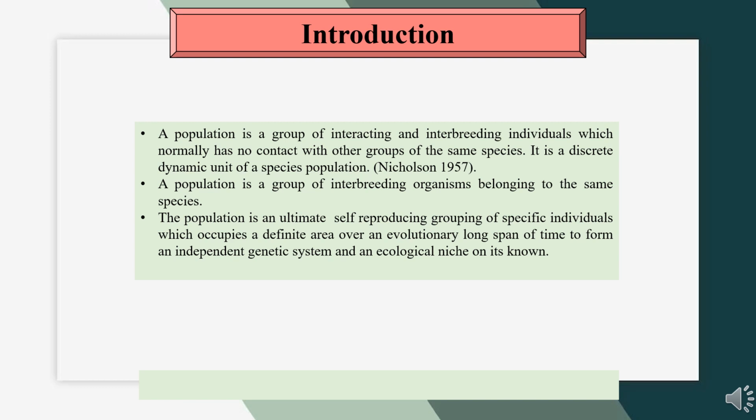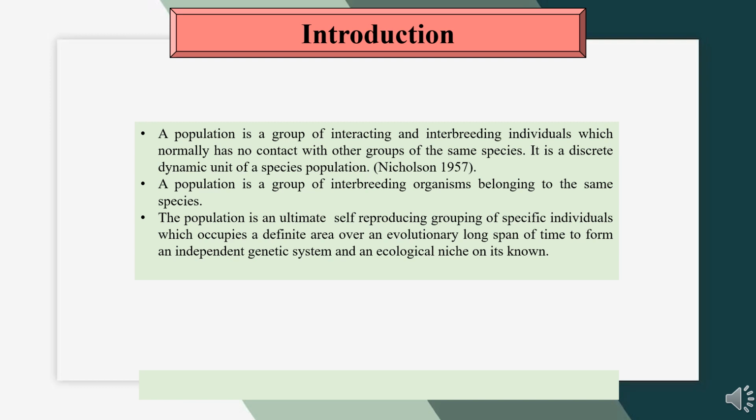So it was said by Nicholson in 1957, and according to Krebs, population is a group of interbreeding organisms belonging to the same species. And Yablokov in 1986 stated that the population is defined as an ultimate self-reproducible grouping of conspecific individuals which occupies a definite area over an evolutionary long span of time to form an independent genetic system and an ecological niche of its own.